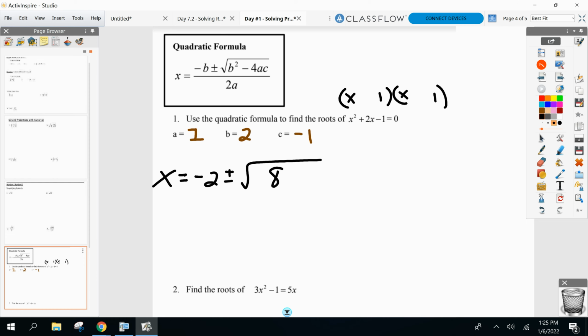All good? And then as quadratic formula, this is all over 2 times the a value. So what do you think I'm going to put in the denominator here? 2 times the a value. What should go down there? 2.